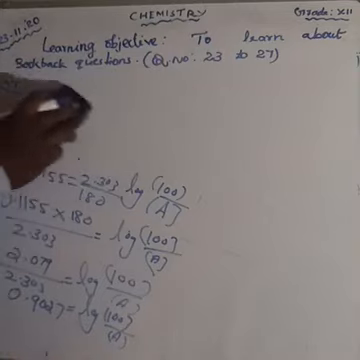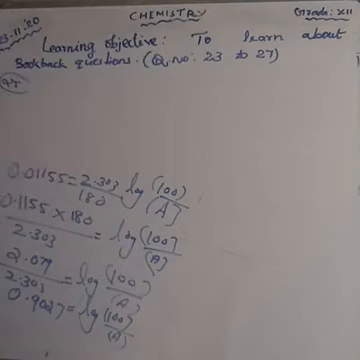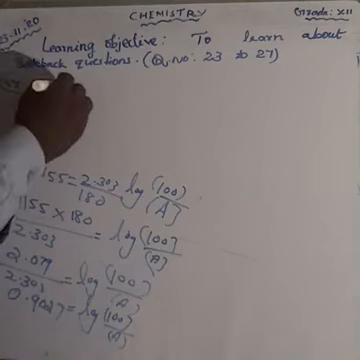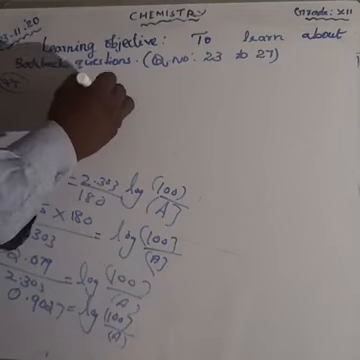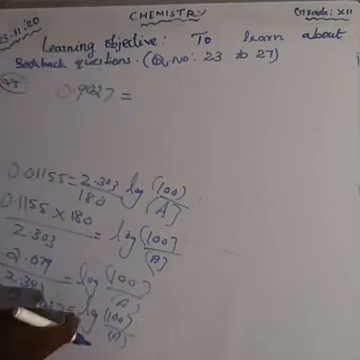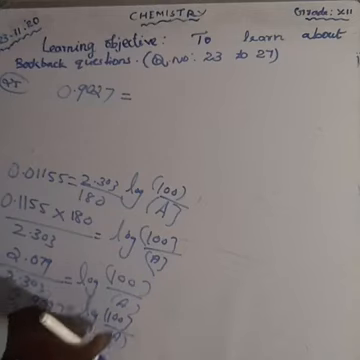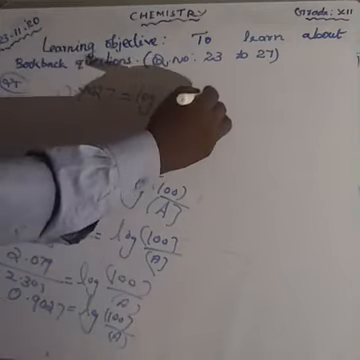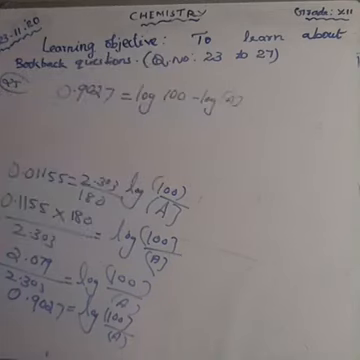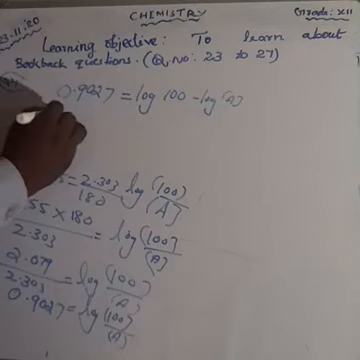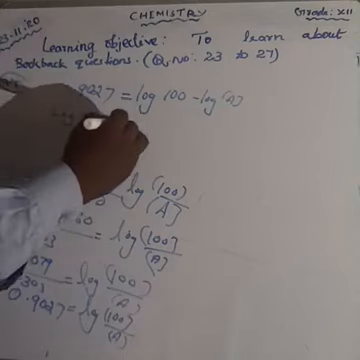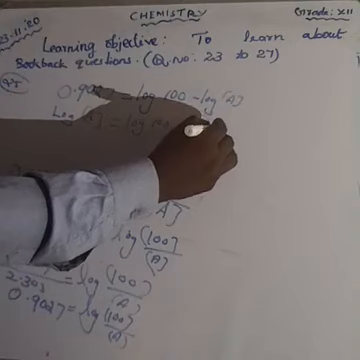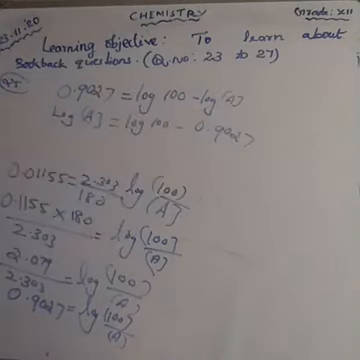Next, we can take the log to find A. Otherwise, we can write one more step: 0.9027 equals log 100 minus log A. Log 100 divided by A means log 100 minus log A. So we can take log A equal to log 100 minus this term, 0.9027. Clear?